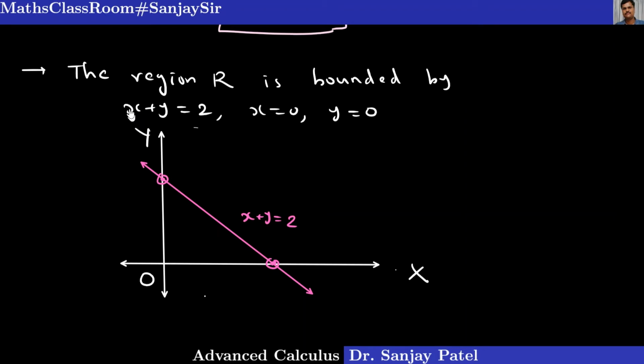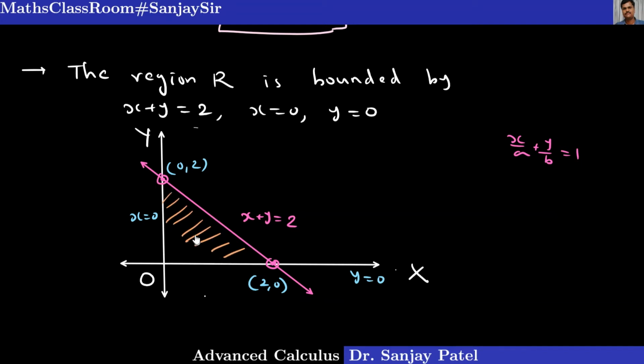It is clear. We know the general equation of a line making intercept a and b with x and y axis is this. So this point is, say, 2 comma 0, and this point is 0 comma 2, and this is our y-axis whose equation is x equal to 0. This is x-axis whose equation is y equal to 0, and the triangle is this triangle. This is our region of integration.